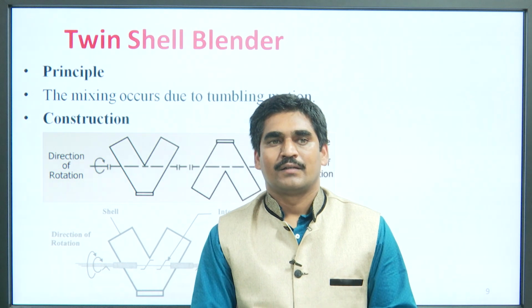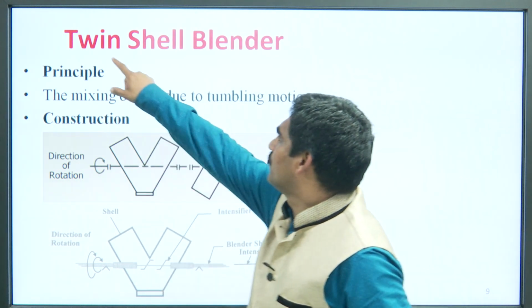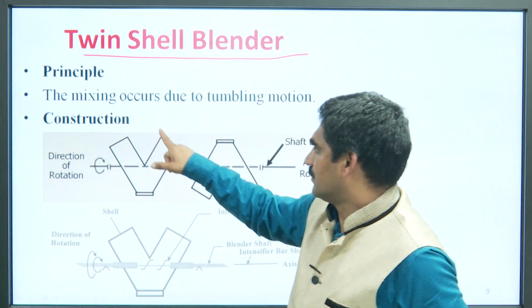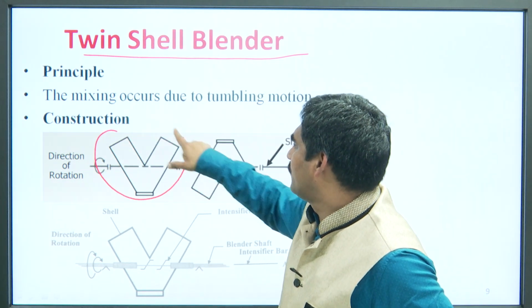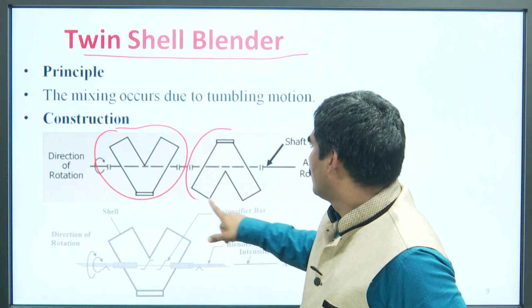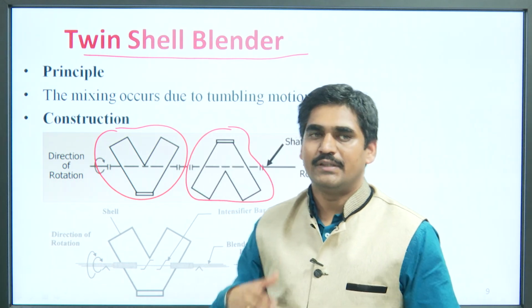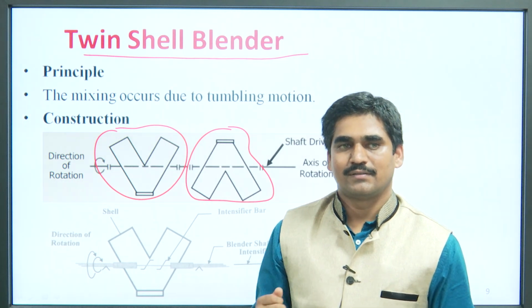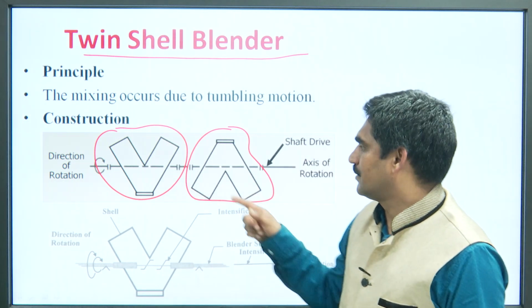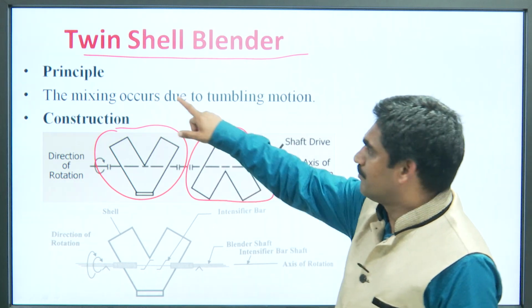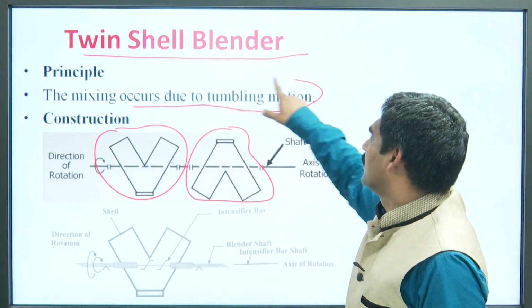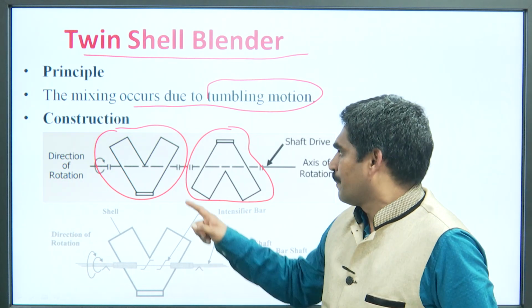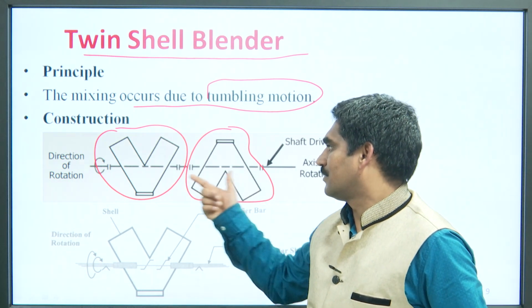Next mixture is twin cell blender. This is the diagram of twin cell blender, or it is also called a V-shaped blender. In this case, the principle behind the working of this blender is that mixing occurs due to tumbling action, due to tumbling motion.